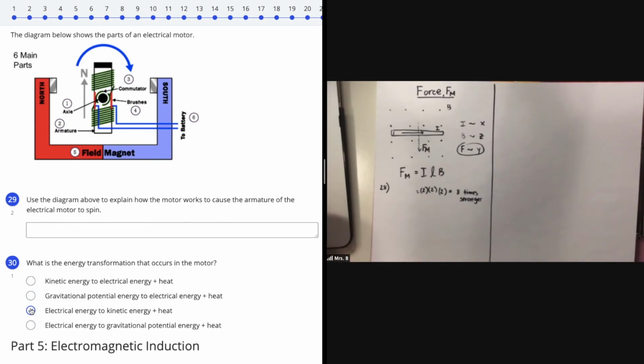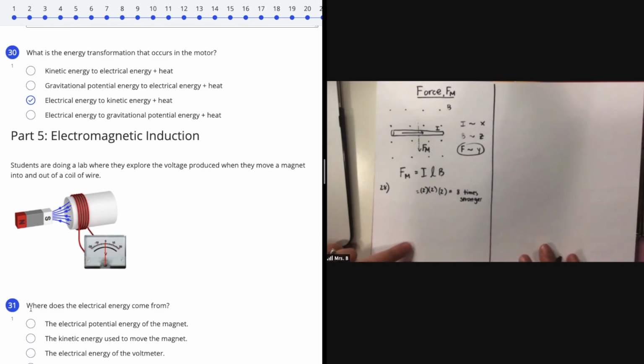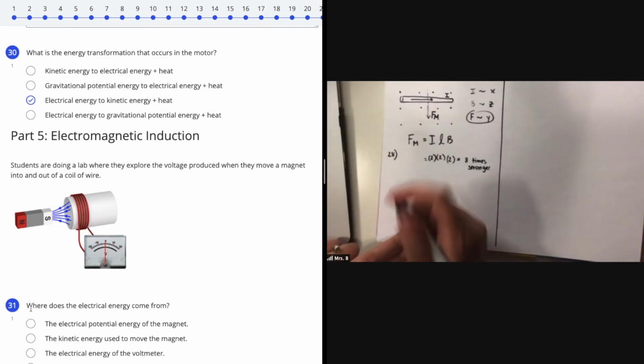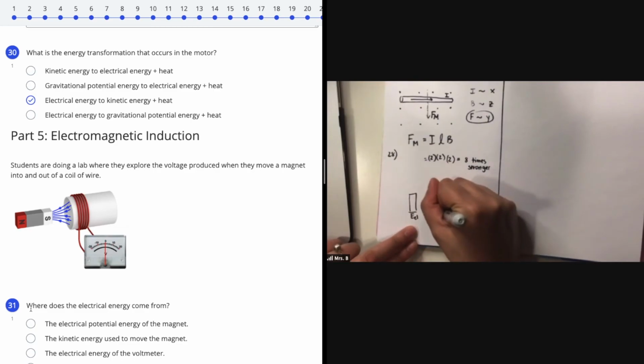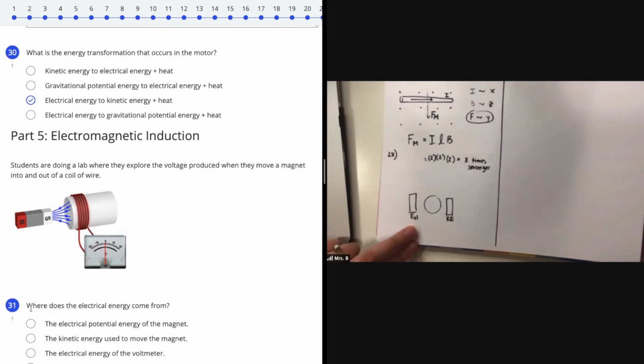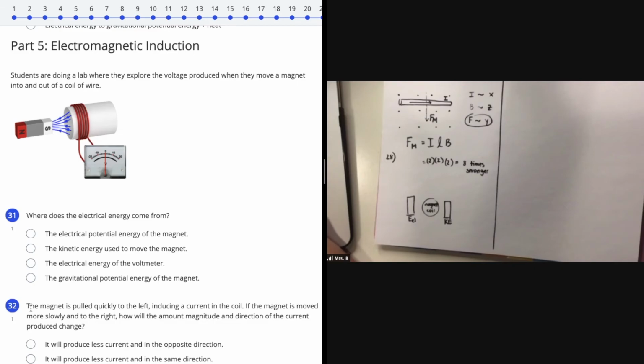The key word for problem number 30 is that this is the energy transformation of a motor. And remember, a motor takes electrical energy as an input and turns it to kinetic energy. Just like a fan or a railgun, this runs on electricity and creates movement through the interaction of the magnet with the coil. And finally, part 5.